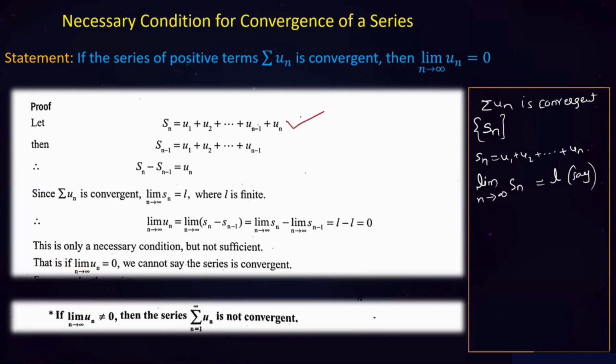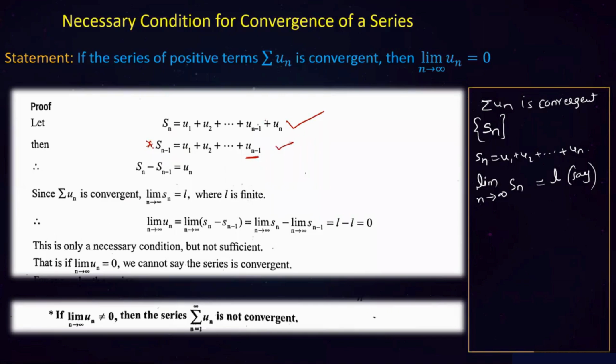You have just defined Sn. Sn is the sum of first n terms in the series. Understand, when Sn is the sum of first n terms, what will be Sn minus 1? Here we need to take the sum of first n minus 1 terms. Look at this. We need to take the sum of first n minus 1 terms, right? So this is Sn minus 1.